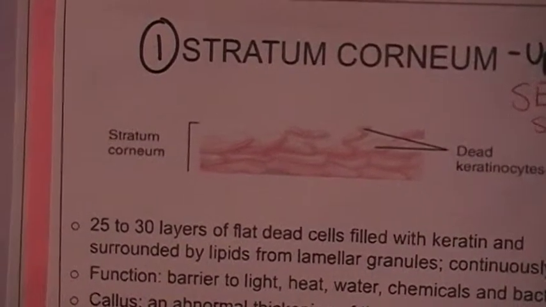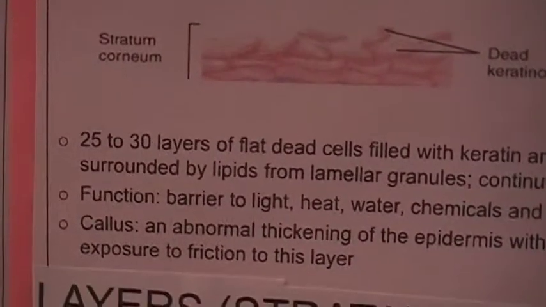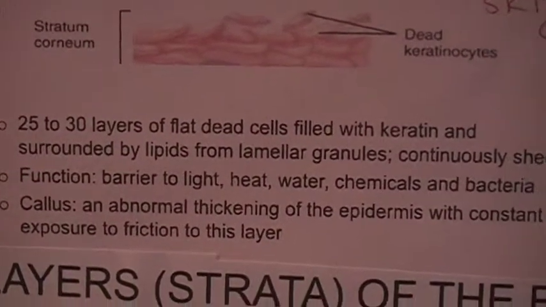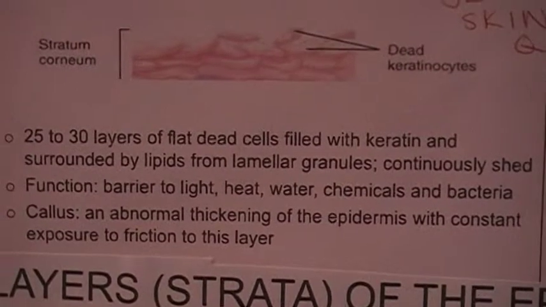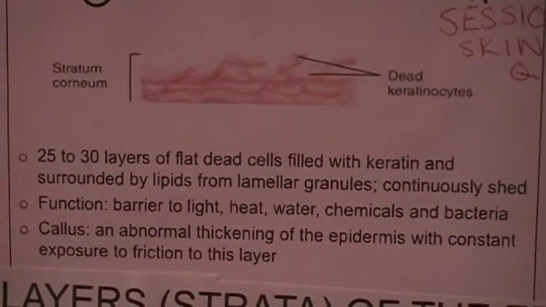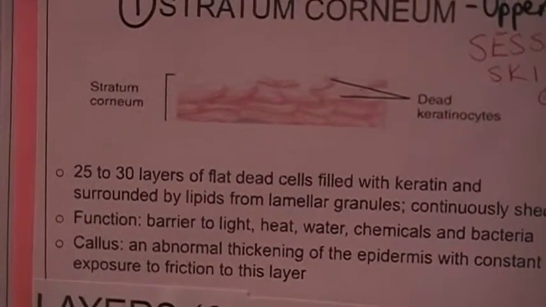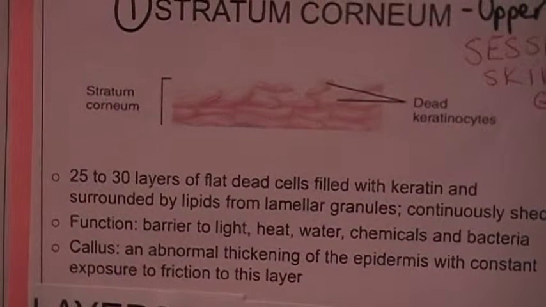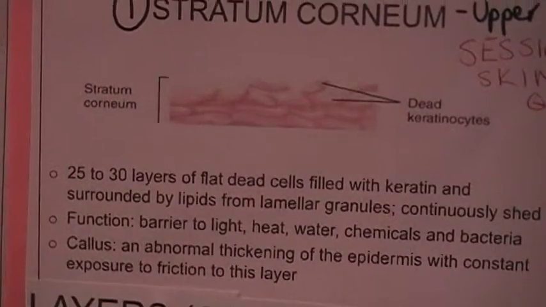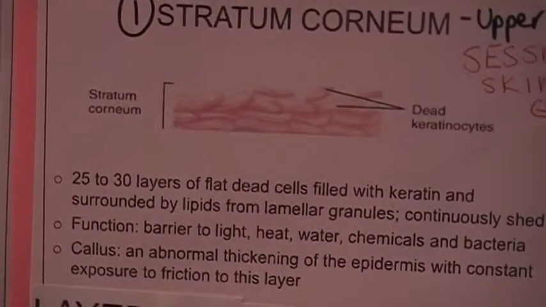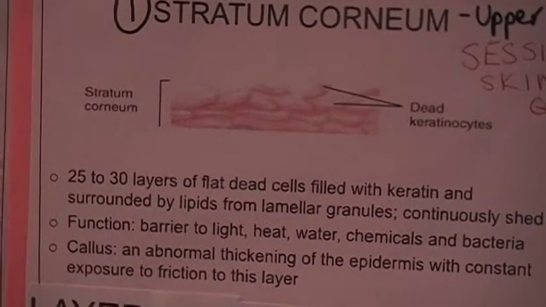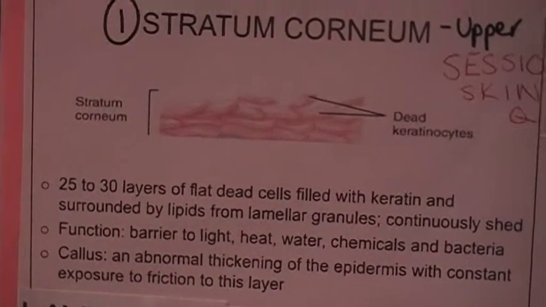Stratum corneum is a barrier to light, heat, water, chemicals, bacteria. It has 20 to 30 layers of flat, dead cells filled with keratin.